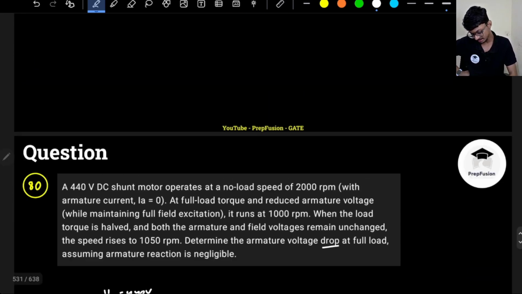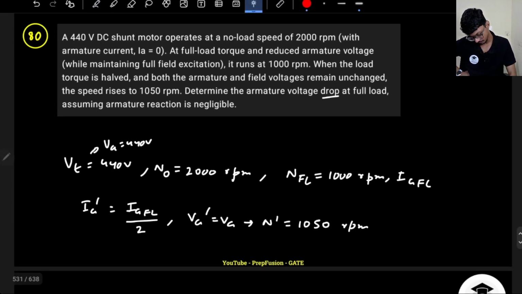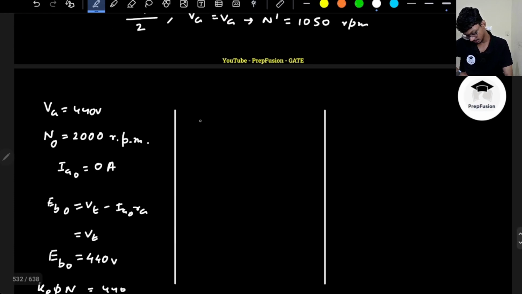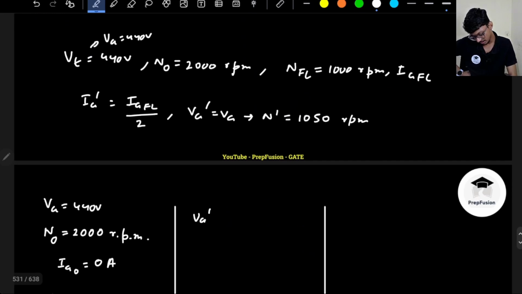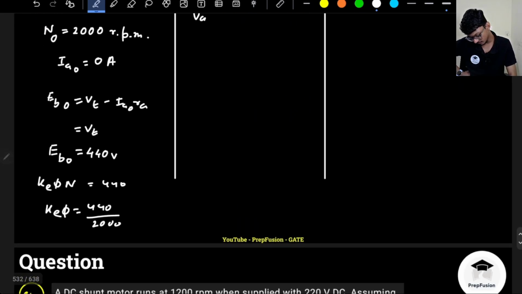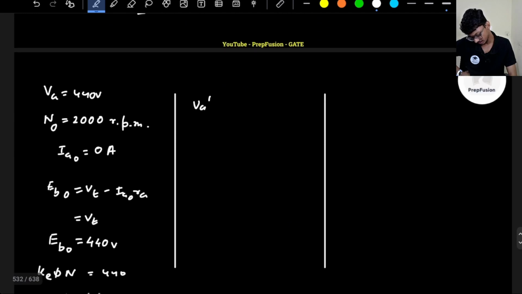Now in the second case, they have not mentioned what is the armature voltage at full load. They have not mentioned that. So I don't know what is my Va dash. I know what is the full load Ia FL. I know the full load speed. If I know the full load speed, will I be able to find out the armature voltage? Definitely yes.